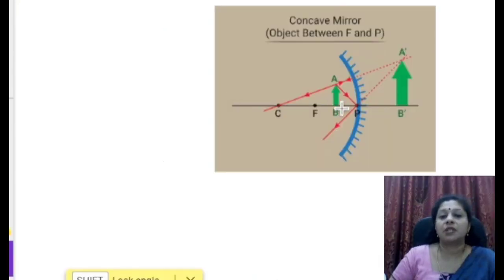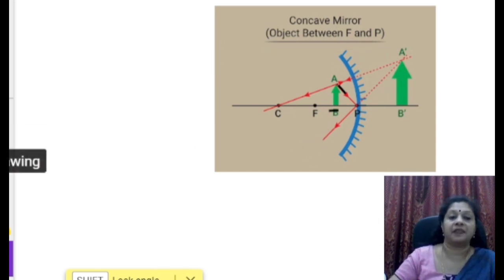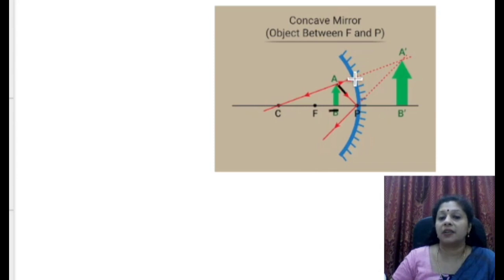So now the last position is between F and P. So the object is here. The first line is falling obliquely to the principal axis, so it is reflecting at the same angle. The second one is passing through the center of curvature. So nowhere are these two rays meeting. So we are producing the lines behind, and we expect them to meet behind the mirror. So here they are meeting. So this is our image. But since they are not actually meeting, it is a virtual image.